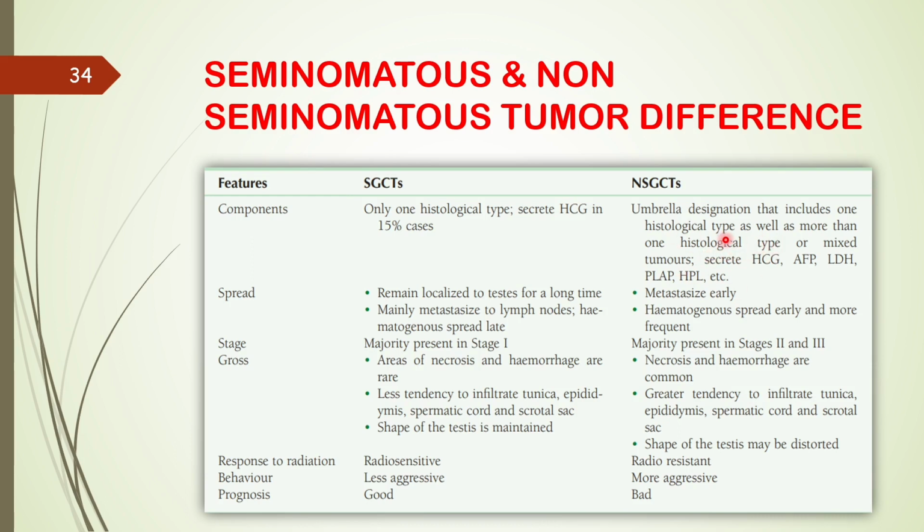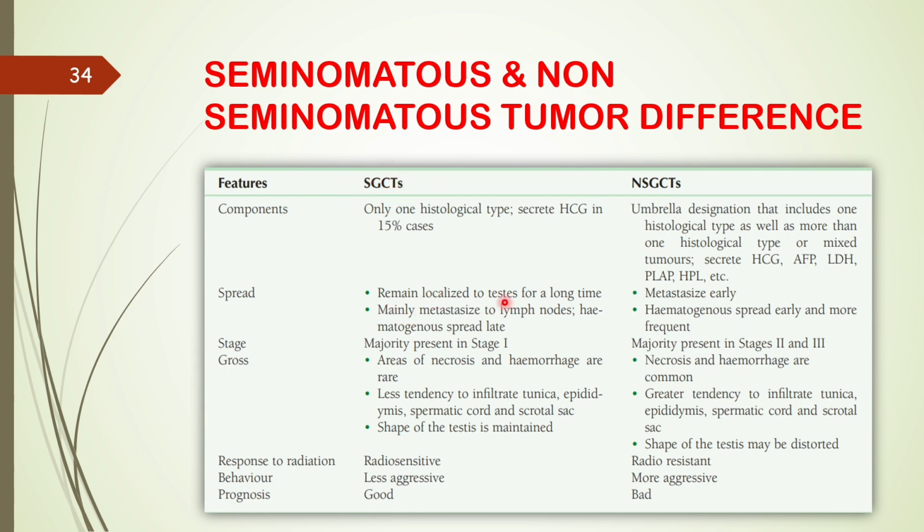Now, what is the meaning of that? It means that in a non-seminomatous germ cell tumor, the patient could present with a combination of embryonal and yolk sac tumor. The patient could have more than one histology in the form of embryonal carcinoma and choriocarcinoma. The patient could have teratoma as well as a yolk sac component. So multiple histological types could be present in a non-seminomatous germ cell tumor, and that's why they can secrete tumor markers like HCG, AFP, LDH, and PLAP. We will see this later in the slides.